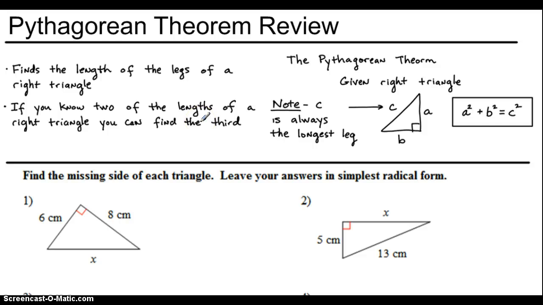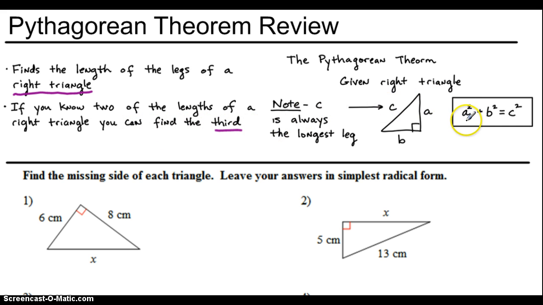In this video, we're going to do a quick review of the Pythagorean Theorem and add in some of the things we've learned about radicals and square roots at the same time. So first, the Pythagorean Theorem. The Pythagorean Theorem is useful for finding the length of the legs of a right triangle, and only a right triangle. It does not work for acute, obtuse, any of these other kinds of triangles, only right. And it's good if you know two of the lengths of a right triangle. You can use the Pythagorean Theorem to find the third leg.